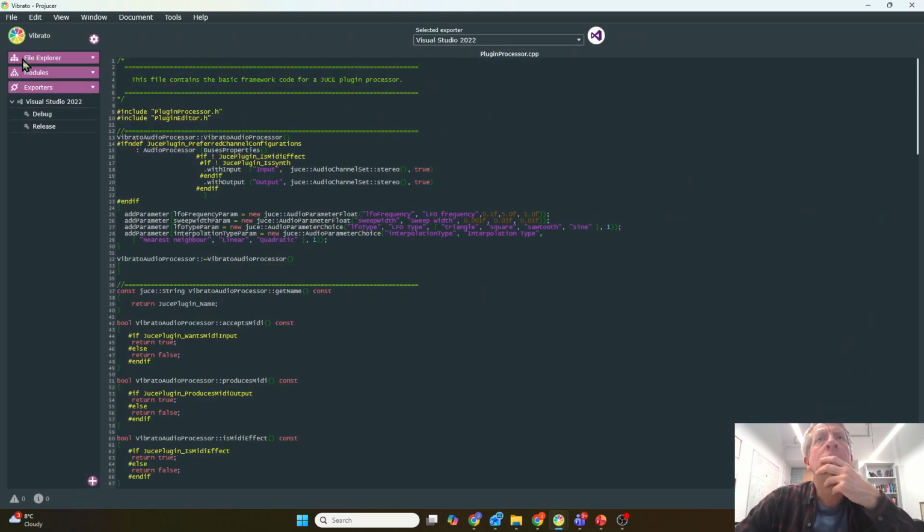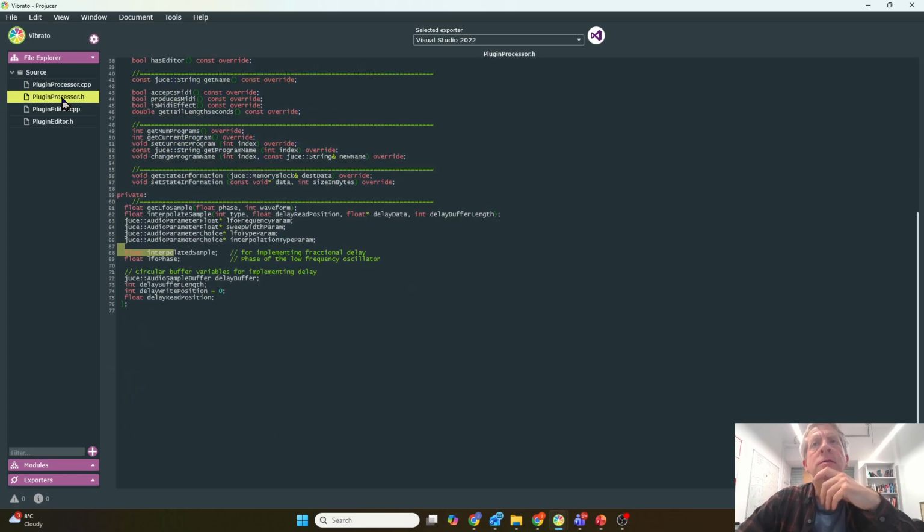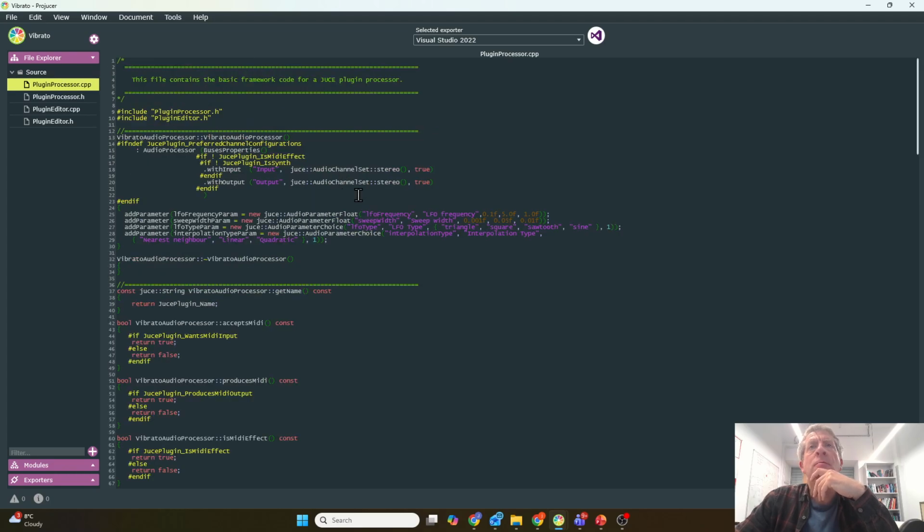Okay, as mentioned, we can have a look at the files here. We're not using the plugin editor because we have the generic user interface. In the plugin processor header file, we have the parameters we expose on the interface, the parameters as well for defining and creating the circular buffer, and methods for interpolating samples and getting an LFO sample. Then if we look at the plugin processor, in the constructor, we set up the user interface.